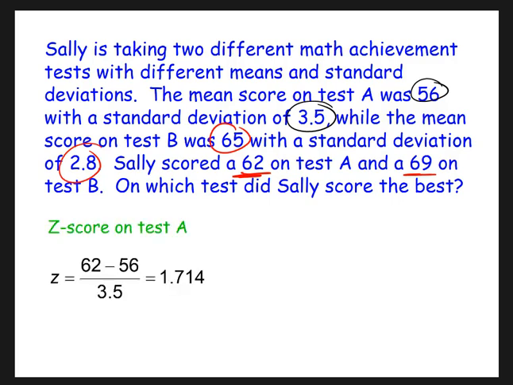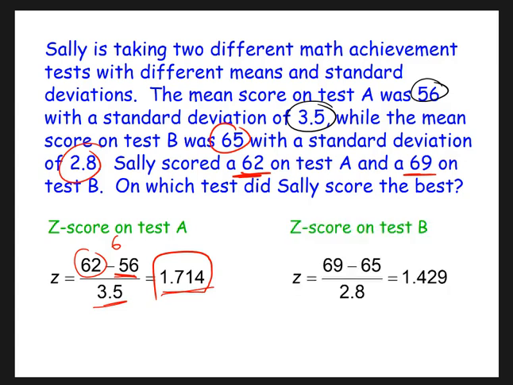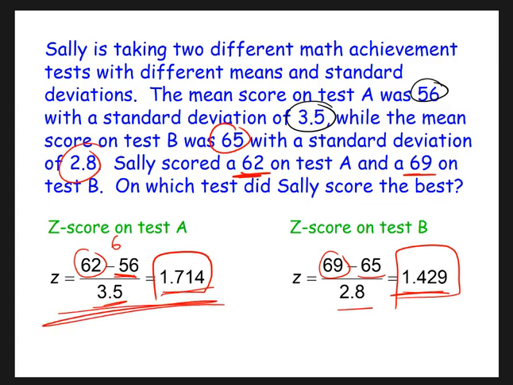For test A, the z-score is 1.714. We took her score of 62, subtracted the mean of 56, got that difference of 6, and divided by the standard deviation of 3.5. So the 1.714 is saying on that test, Sally scored 1.714 standard deviations greater than the mean. For the other test, we took her score of 69, subtracted the mean of 65, divided by the standard deviation of 2.8. Her z-score is 1.429, meaning she's only 1.429 standard deviations better than the mean on that test. So her score on test A is the more impressive, although both of them are pretty good.